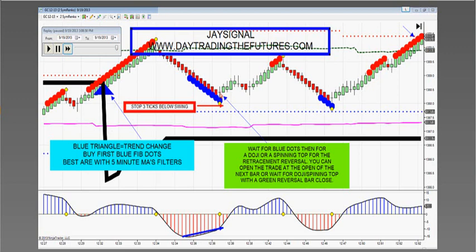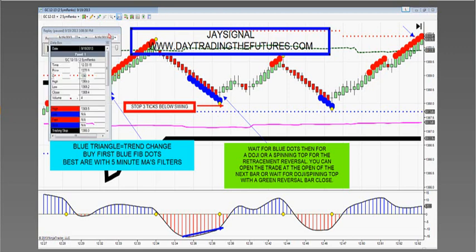Once a doji pops up, I can open up the next bar. Right there, open up the next bar, or I can wait even for a green bar to produce itself to show me that the momentum is going up. So a doji and a green bar reversal to open it up on the third bar if you want. But I like doing it right at the doji or spinning top. Doji, spinning top, open up the next bar. My stop is 3 ticks below the swing.